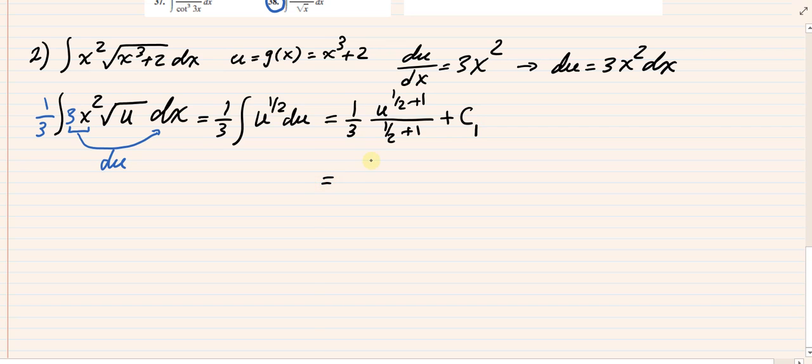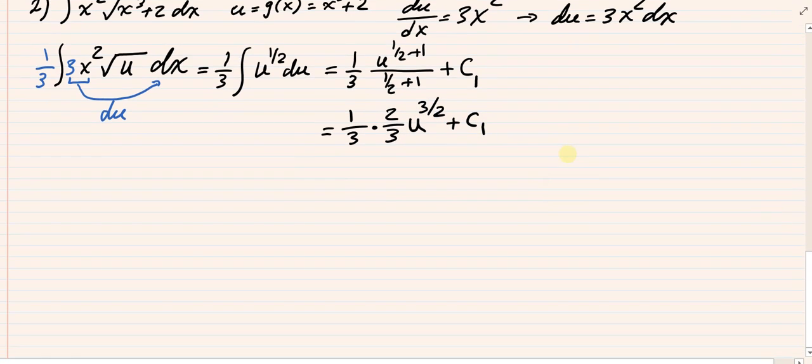Now if I clear this up a little bit, 1/2 plus 1, that's 3/2 in the denominator, right? Which in turn turns into 2/3 once we invert and multiply, and that's going to be u to 3/2 plus this constant that resulted from integrating u. And at this point we have 2/9 u to 3/2 plus our constant. Now this is not the answer. Almost there, but not quite.